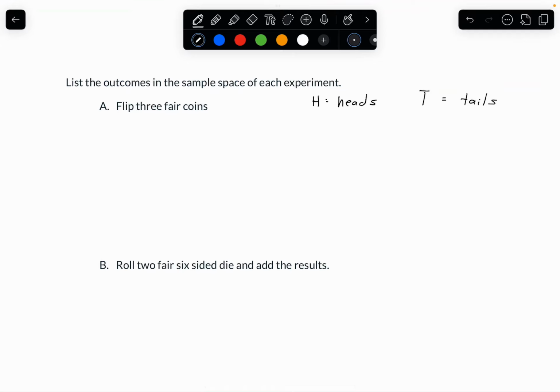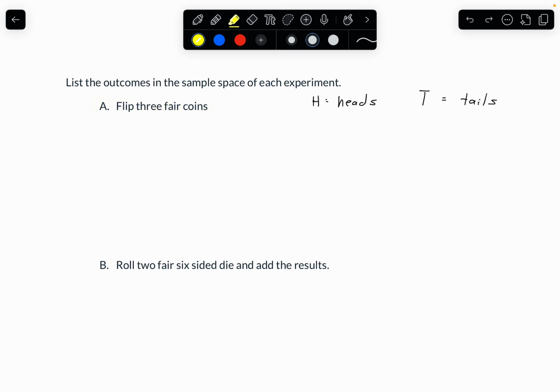Here we're going to practice listing the outcomes in a couple different experiments. This is a really important skill because in order to calculate probability, we need to know how many outcomes are included in the sample space. So for our first example, we want to flip 3 fair coins and list all of the different outcomes, the different ways that that experiment can unfold.